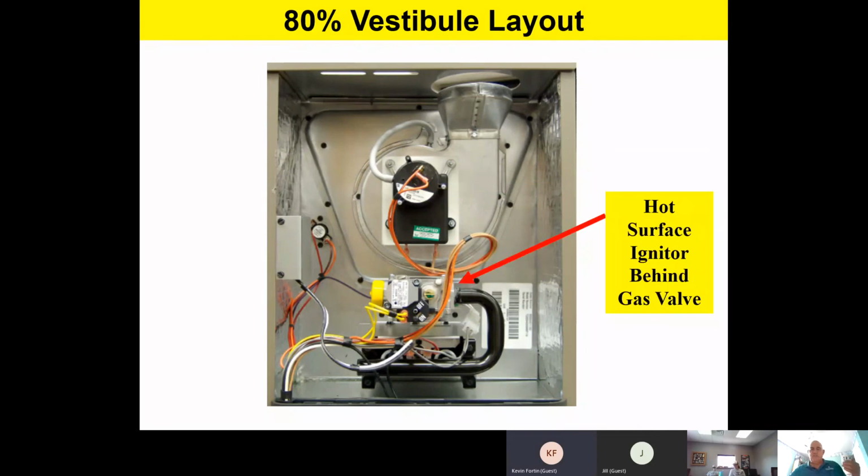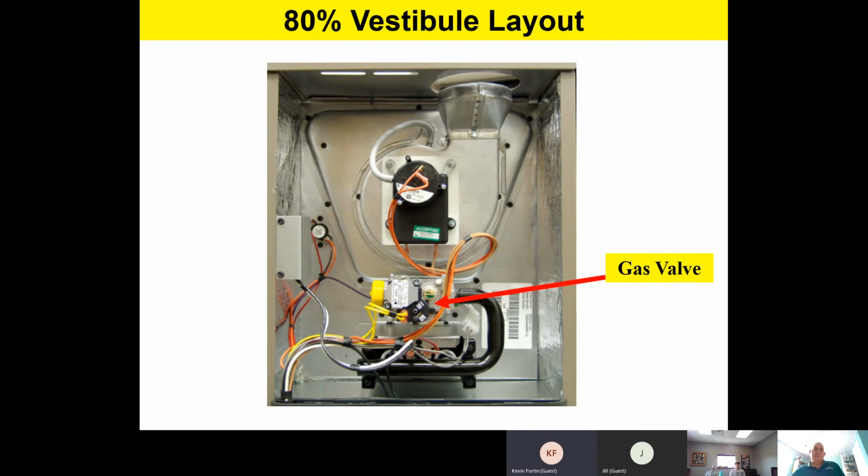There's our hot surface igniter that's going to sit behind the gas valve. The dead giveaway, there's going to be 2 white wires going to it, and it's going to be a type of hot surface igniter. There's our gas valve. Now remember, team, this gas valve could either be a single stage or 2-stage or a modulating gas valve based on the furnace product that you're looking at. We move around to the right-hand side. There's the manifold from the gas valve down to the burner assembly.